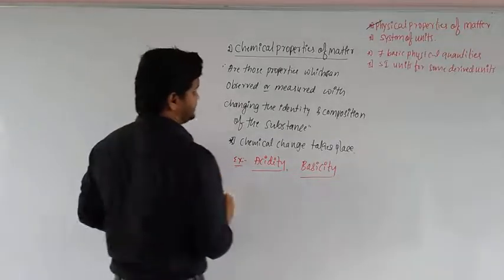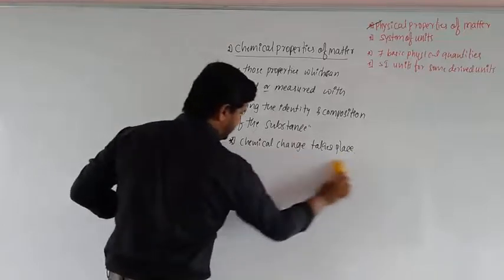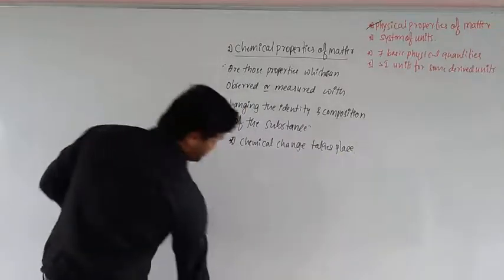Next one, chemical properties of matter. Here acidity and basicity are the examples for chemical properties of matter.